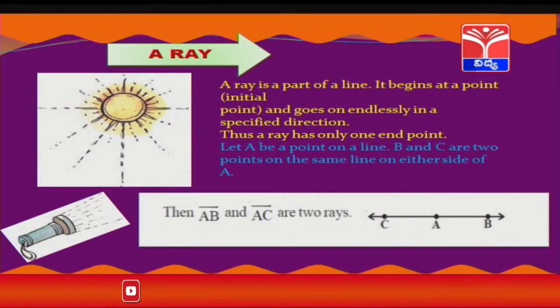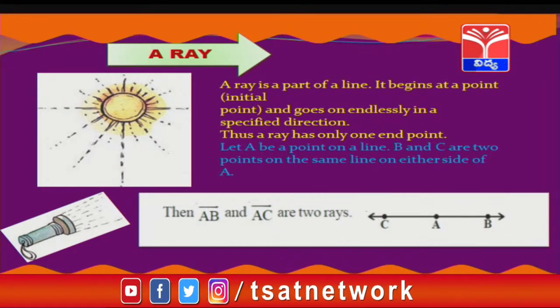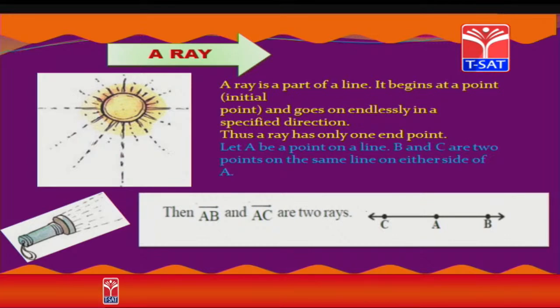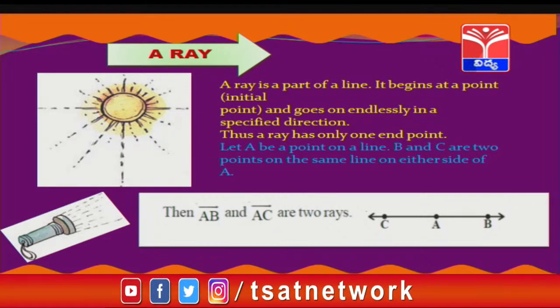So, what is a ray? We use the word usually in our daily life: sun rays, light rays, like that. A ray is a part of a line. It begins at a particular point, its initial point, and goes on, there is no end, that is endless in a particular direction. Thus, a ray has only one end point.